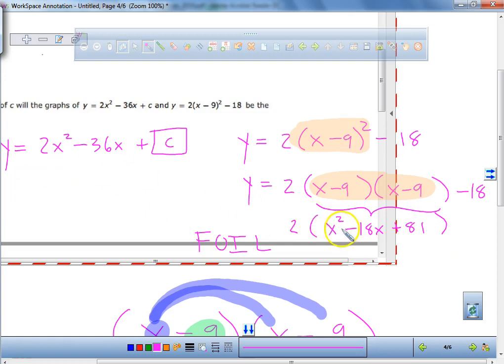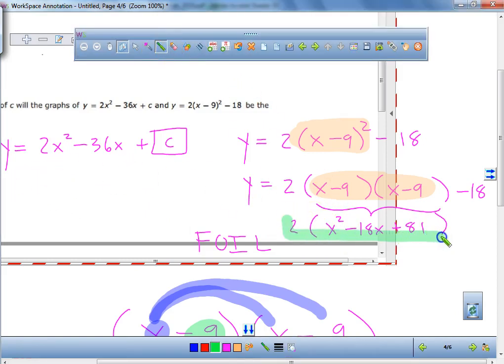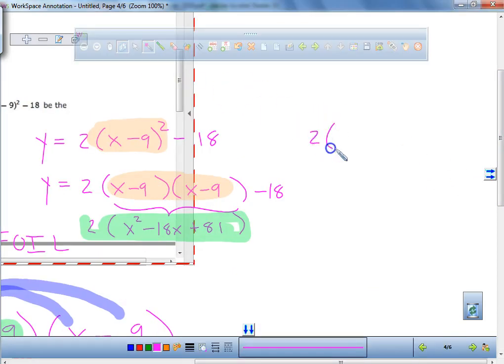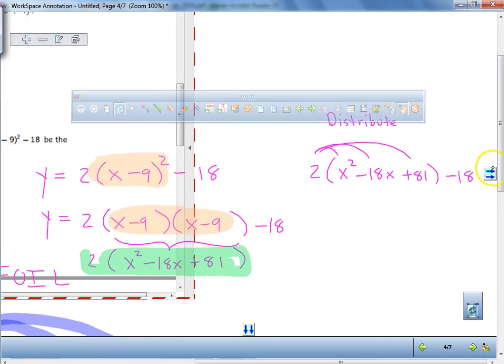So right now, here's what you have. You have all of this right here that you're going to be multiplying. So over here, I'm going to write down what we have. Here's what we have: 2 parentheses x squared minus 18x plus 81, minus 18. What I want you to do right now is distribute the 2 to everything inside. Distribute the 2 to everything inside. Okay? So right now, on your own, distribute the 2. Okay? Alright, see what we got.